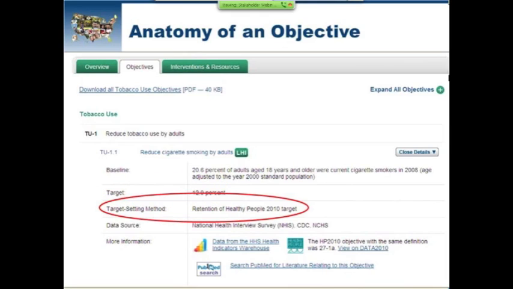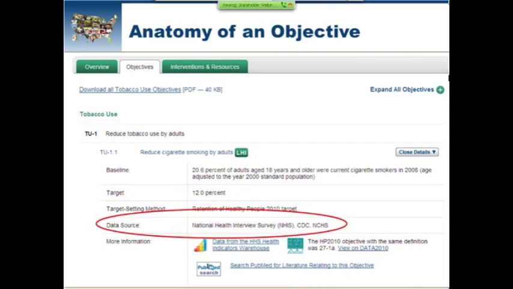The target setting method identifies the manner by which the 2020 target was set. The target setting method differs between objectives. For TU-1.1, the Healthy People 2010 target was held over to set the 2020 target. The data source identifies the tool used to collect the data. Healthy People 2020 data sources are nationally representative and do not always include local data. When local data are available, they are provided. We're working to add state and local data. In this example, the data come from the National Health Interview Survey.